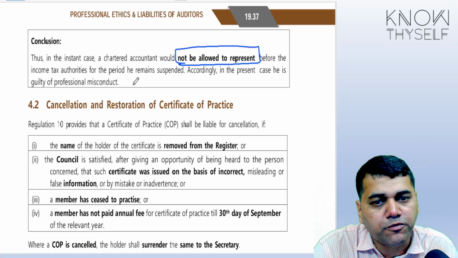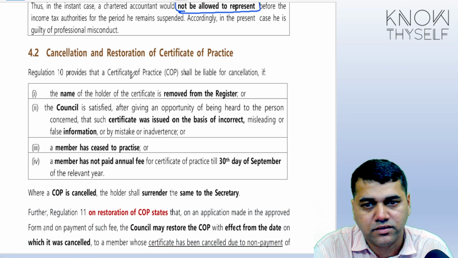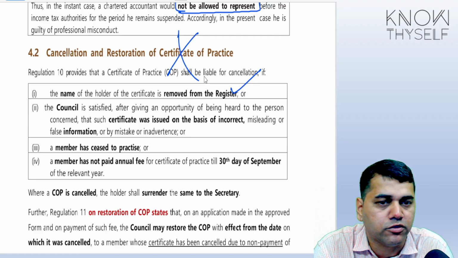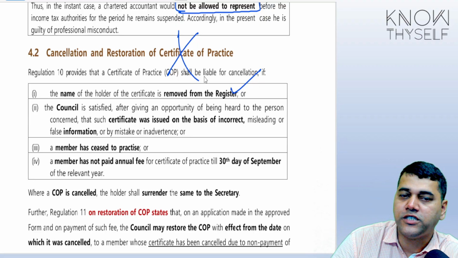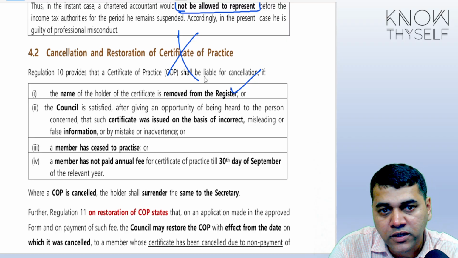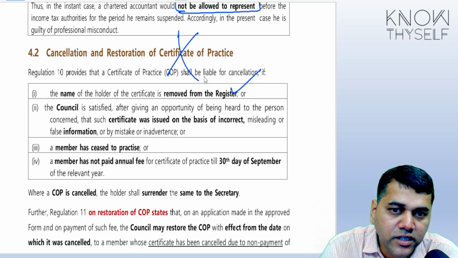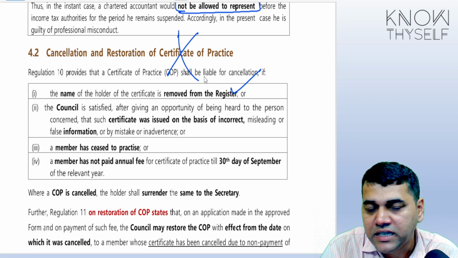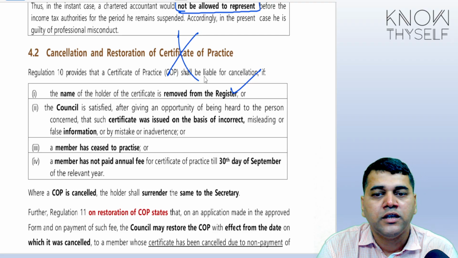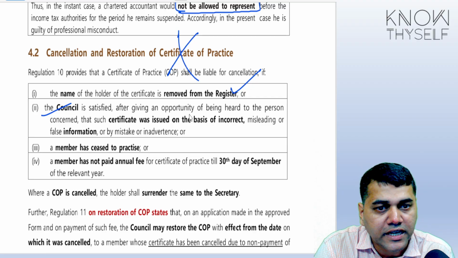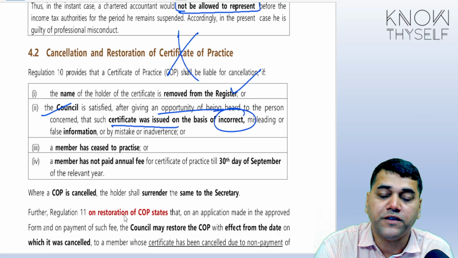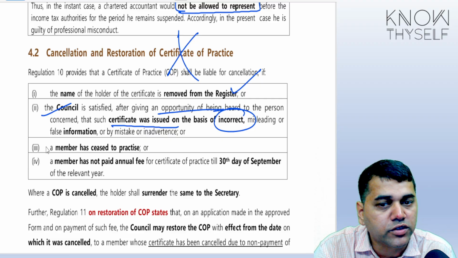Now, can your certificate of practice be cancelled and restored? Yes. If your name is removed from the register of members, automatically your certificate of practice also will go, because the certificate of practice is dependent on your membership. Membership is gone, COP also will go. And we have already seen under what circumstances your name from membership can be removed. Section 8: disability, death, request by the member only, or non-payment of the fees. Or if the council is satisfied, after giving an opportunity of being heard, that the certificate was issued based on incorrect, false or misleading information, they can remove your certificate.